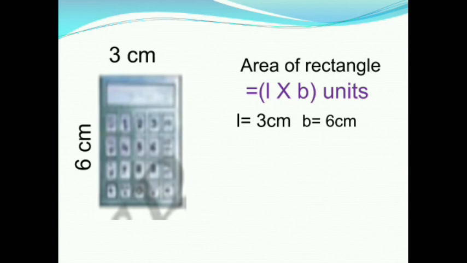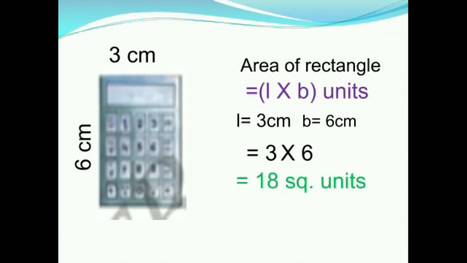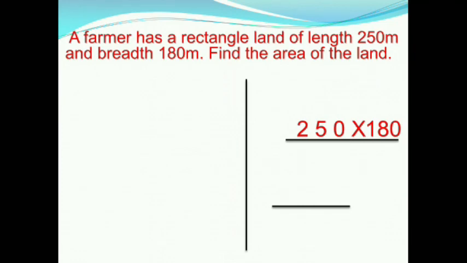Now we should multiply 3 by 6. What is 3 into 6? Yes, 3 6s are 18. Therefore, the area of this figure is 18 square units. Now we should solve the following. The first question is, a farmer has a rectangular land of length 250 meter and breadth 180 meter. Find the area of the land.